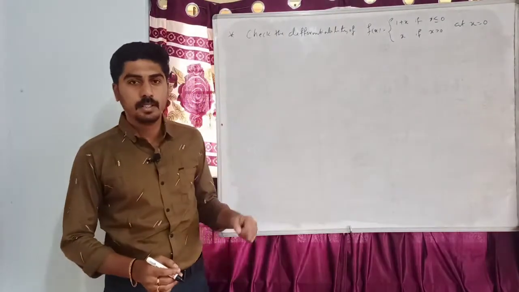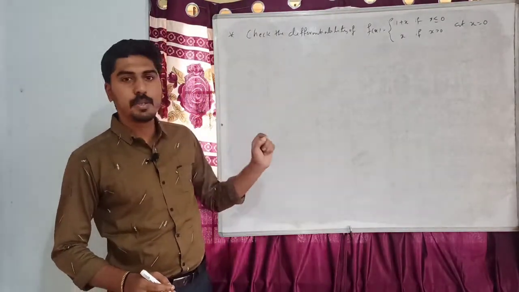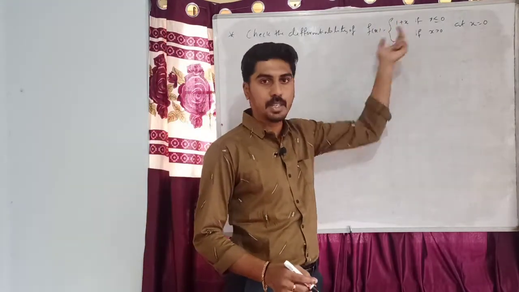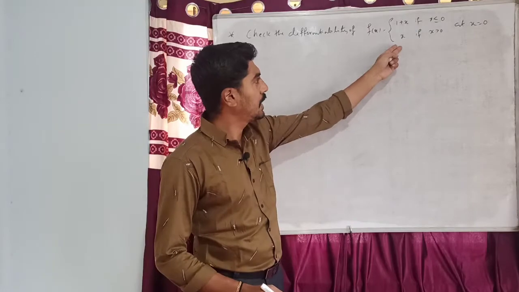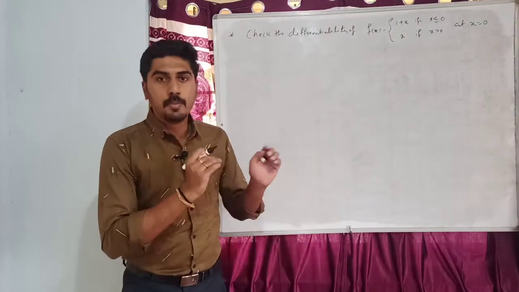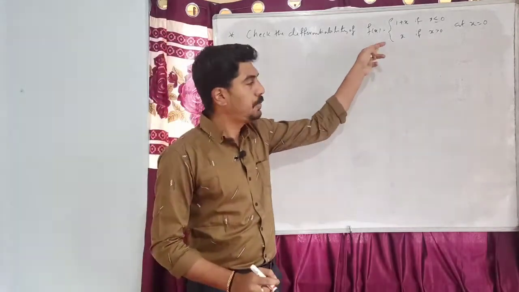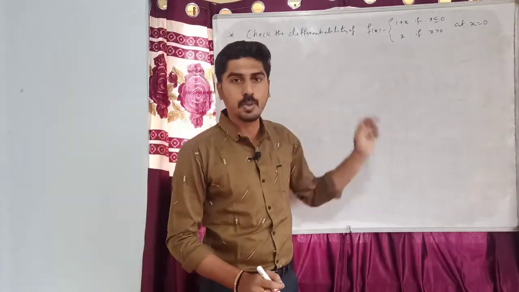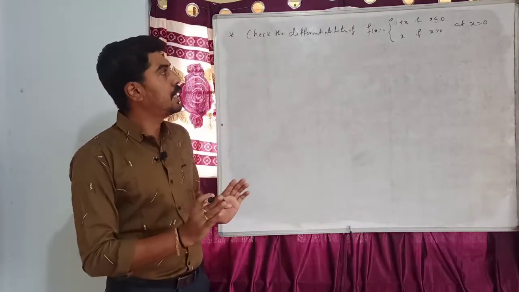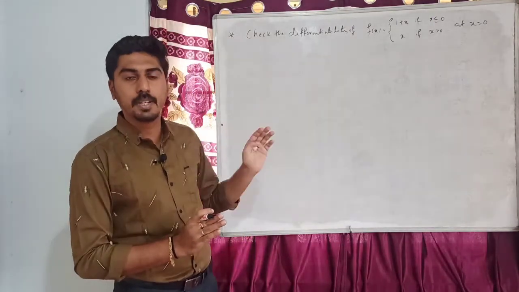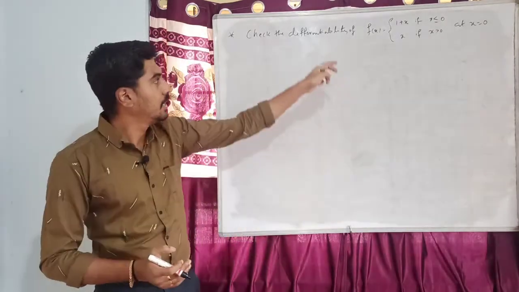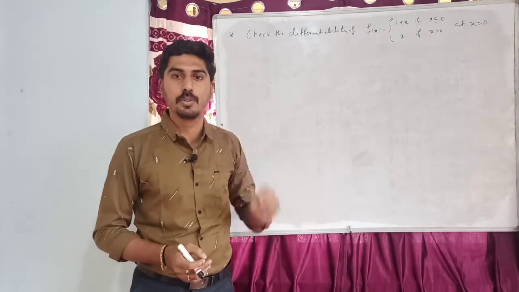Now consider this problem. Check the differentiability of the function f of x equal to 1 plus x when x is less than or equal to 0, and equal to x when x is greater than 0, at x equal to 0. If you observe, this function is not even continuous at x equal to 0, so it cannot be differentiable at x equal to 0. If you can figure it out by simply looking at the function, then you can use the property of differentiability to show that this function is not differentiable at x equal to 0.